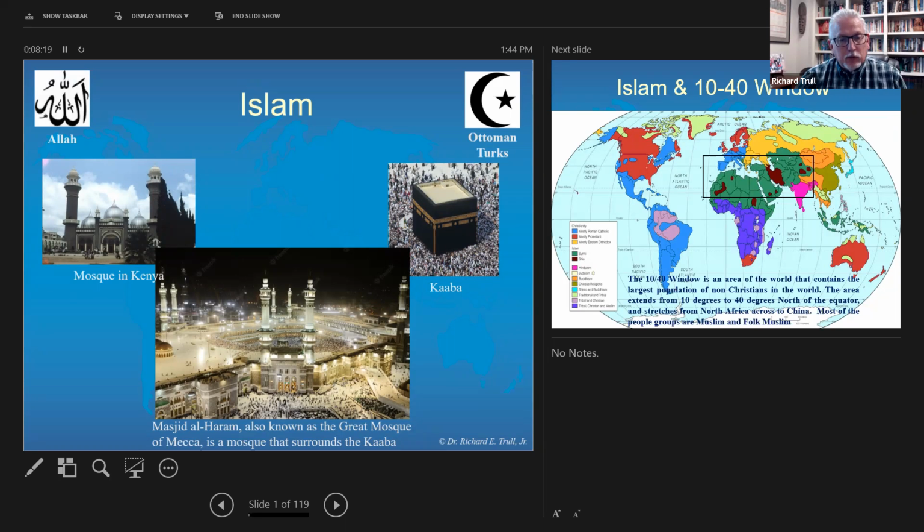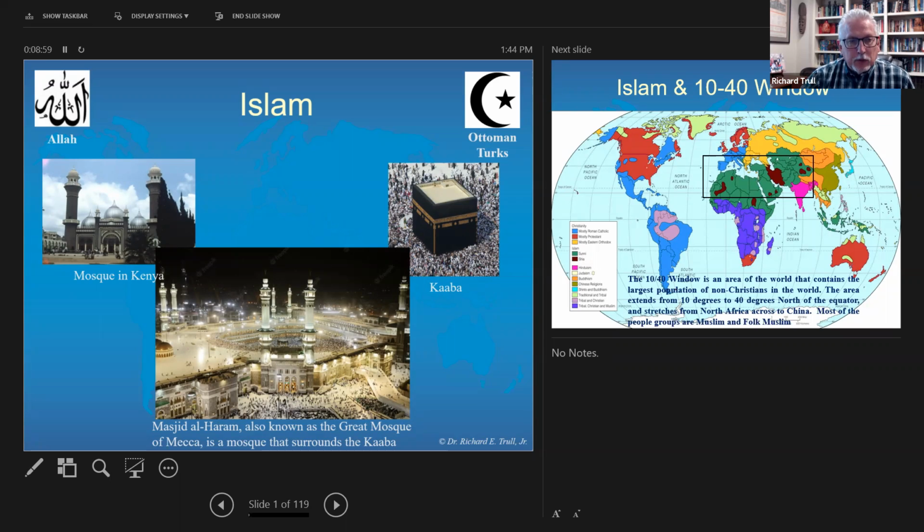All right, well, as we start off on Islam here, you can see over on the left is the mosque that's in Kenya. I took this picture years ago there. They have a very large mosque. The majority of people in Kenya are Christian, but there is still a large number of Muslims. And then you see this overall view in Mecca of the great mosque, Masjid al-Haram. This mosque surrounds the Kaaba, which is this cube here that we'll talk about later.